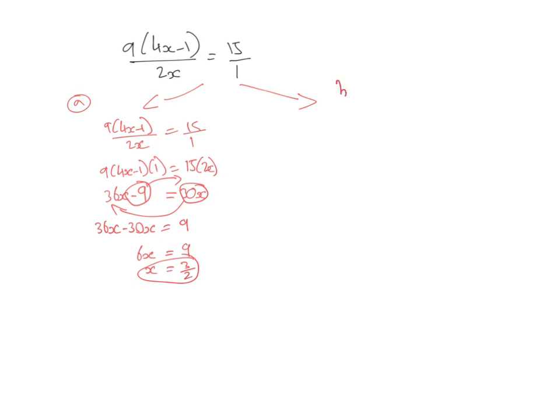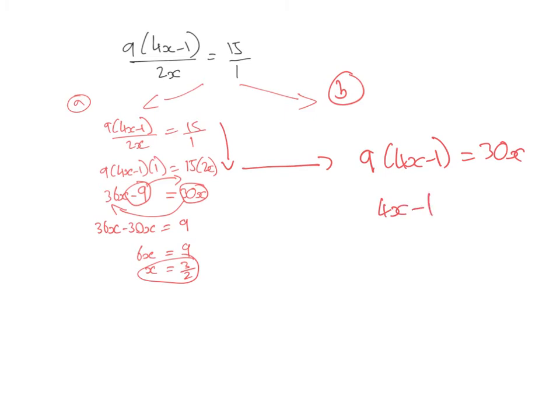Now, for option B, we're going to follow down here, but then we're going to come across here. So we've got 9, 4x minus 1. Times by 1 doesn't matter, so we'll leave it like that. And that's 30x. Now, instead of multiplying this bracket out, we could recognise that the 9 is multiplying everything else on that side. So we could undo it by dividing both sides by 9, which would give us 4x minus 1 equals 30 over 9x. Okay? Now, does it help us?